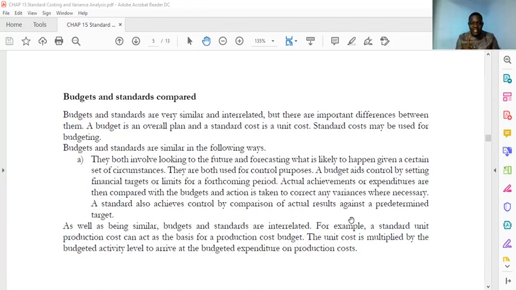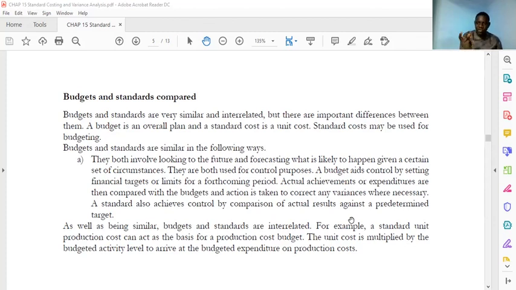A budget is an overall plan, and a standard cost is a unit cost. Standard cost may be used for budgeting. Okay, good. You may use a standard cost to budget. So a budget is an overall plan, but when we are looking at a standard, we are looking at a unit.